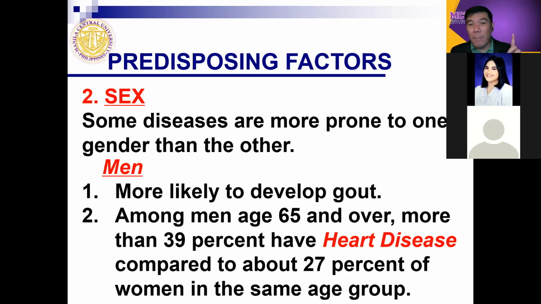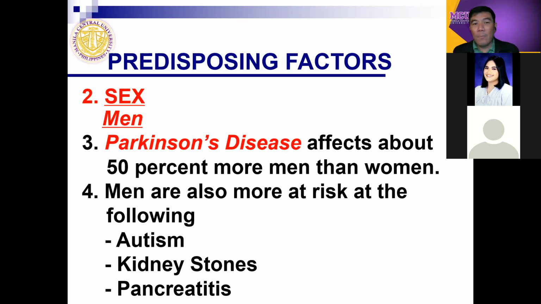So more prone po ang male. I have mentioned this also, that men aged 60 to 65 years old have 39% chances of heart disease compared to 27% of women of the same age group. Another is Parkinson's disease. Parkinson's disease is most considered prone in 50% of men rather than women.